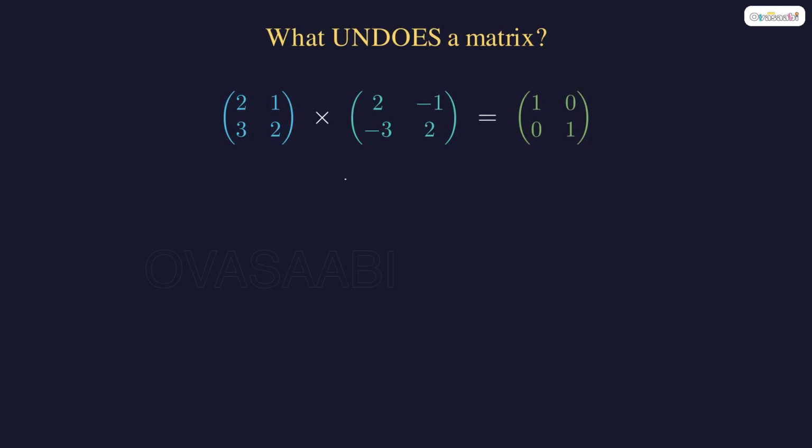If I multiply a number by its inverse, I get 1. But what happens when we do the same thing with a matrix? Let's find out.